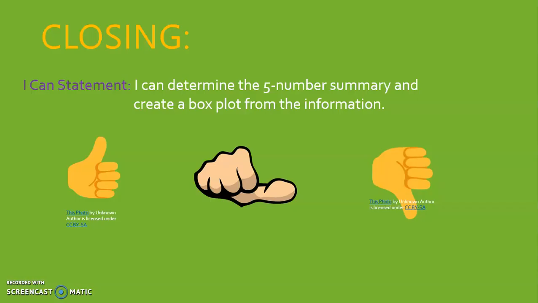So in conclusion, or closing to this lesson, we want to go back and revisit our I can statement. Our I can statement says I can determine the 5-number summary and create a box plot from the information. Thumbs up if you believe you can do it, thumbs sideways if so-so, and thumbs down if you are still stuck.